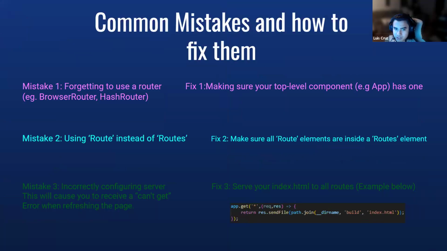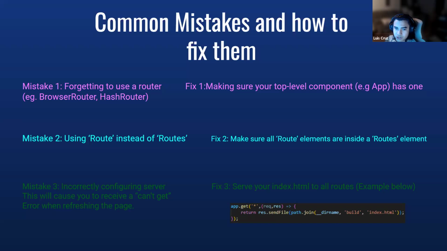Even experienced developers can run into issues when working with React Router. Let's go over some of the common mistakes and how you can avoid them. One of the most common mistakes is forgetting to wrap your application in a router, for example, BrowserRouter or HashRouter, which I'll talk about next. If you don't do this, none of your routes will work and you'll quickly run into errors.